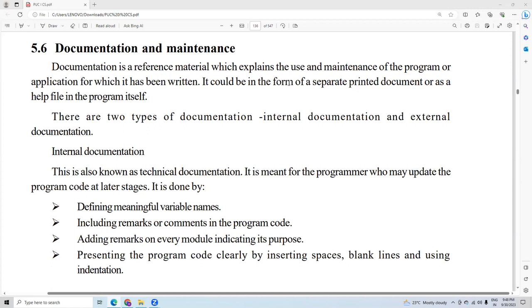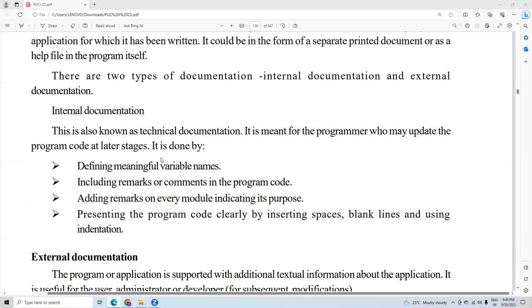It could be in the form of a separate printed document or as a help file in the program itself, right? Earlier we used to have an offline help file in every software, but nowadays, because help takes a little more memory, the majority of software companies are making the help documentation material online, right? So there are two types of documentation: internal documentation and external documentation.